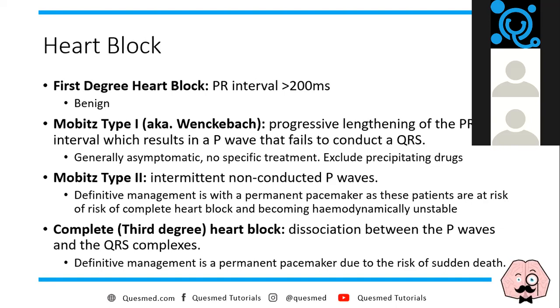The one that we worry about the most, and we worry about patients in any of the other types of heart block going into, is complete heart block. This is when the atrial impulses fail to be conducted to the ventricles. There's a complete disjunction between the atria and the ventricles, which is why you see complete disjunction between the P waves and the QRS complexes. There's no relationship between them. This can lead to failure in cardiac output, and it can be due to a progression of a Mobitz type 2, for example. That's why we tend to worry about the latter two more.